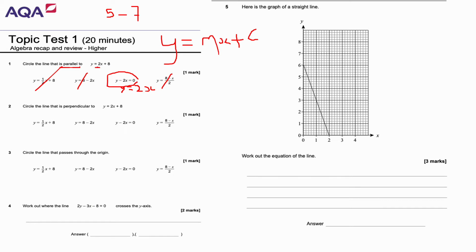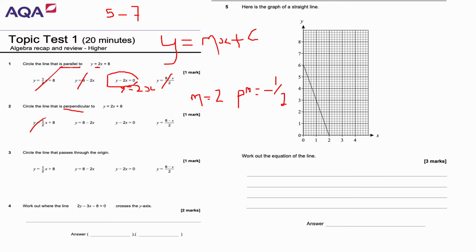Okay, this is question number 2, guys. Circle the line that is perpendicular to y equals 2x plus 8. So perpendicular is the negative reciprocal of the gradient. Currently the gradient is equal to 2. I'm going to label the perpendicular gradient as PM. The reciprocal of 2 is a half, but I stick a minus sign on the front, so it's going to be equal to minus a half. So the gradient has to equal minus a half.